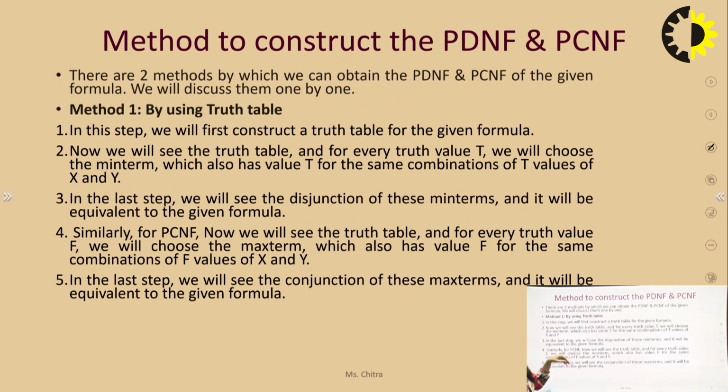Now, what are the methods to construct the PDNF and PCNF? We have two methods. The very first one is via truth table. The second one is without a truth table. If we get the PDNF and PCNF via truth table, then what are the rules?